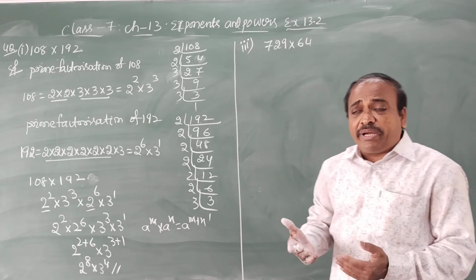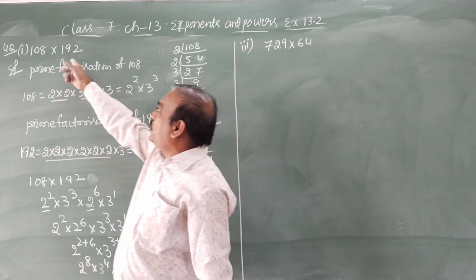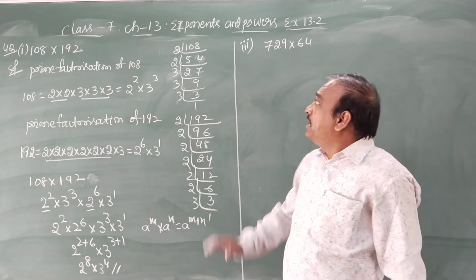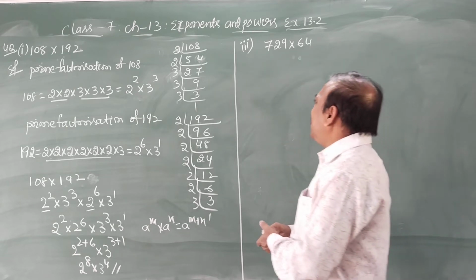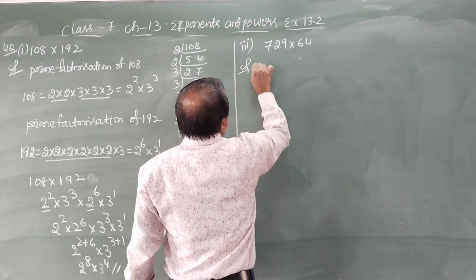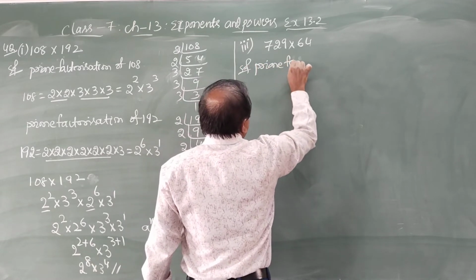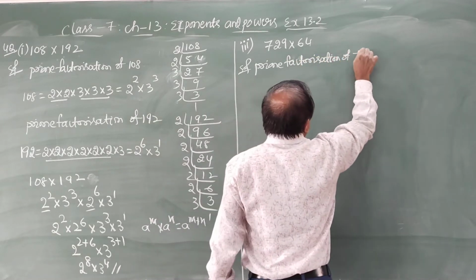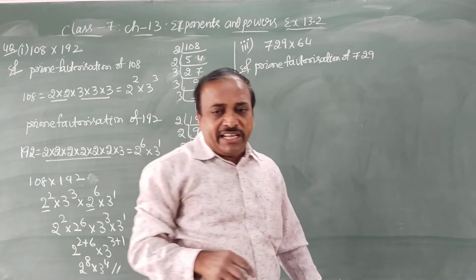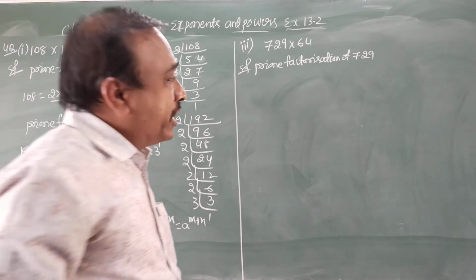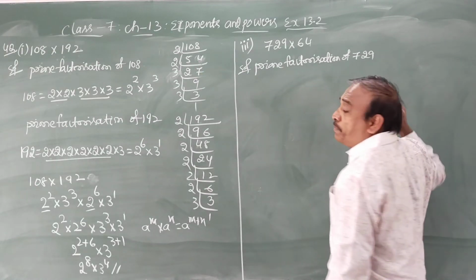If you have only one number, you can do it like this. Suppose you don't have 192, we write like this and express it as a product of its prime factors. Similarly here, next, 729. Let us see the prime factorization of 729, how we can write it, and then express it as a product of prime factors in exponents.